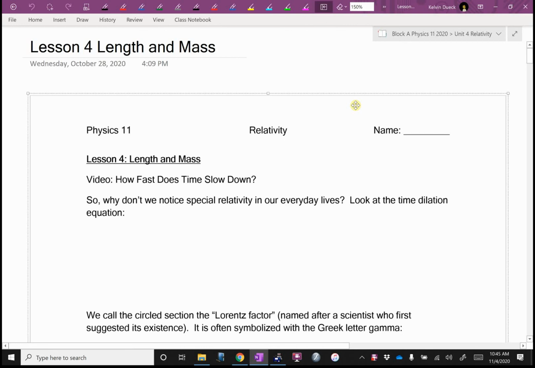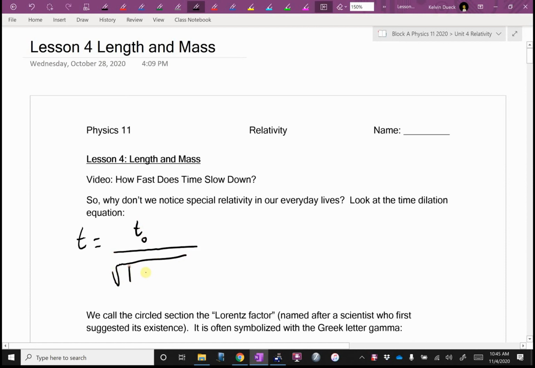So, Riley, why don't we notice special relativity in our ordinary lives? Look at the time dilation equation. The time dilation equation says T equals T0 all over the square root of 1 minus (V over C) all squared. Write that down. Again, do you need to memorize it, Ethan? No, it's on your green sheet.